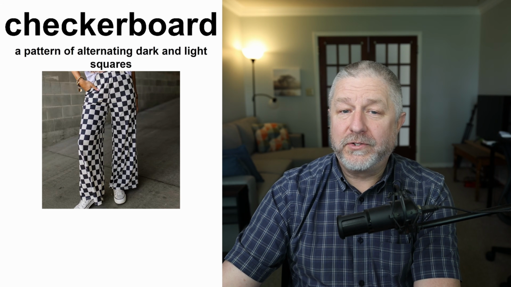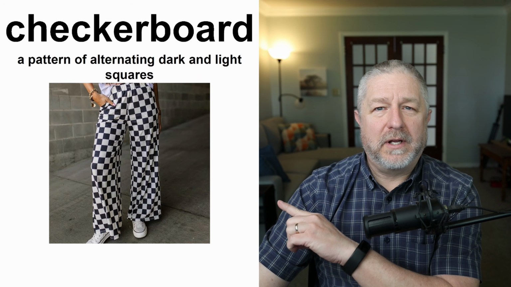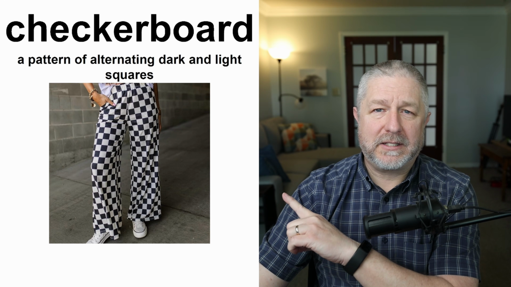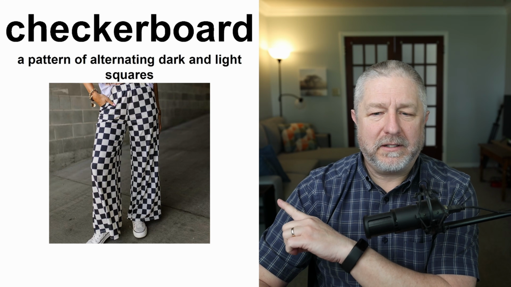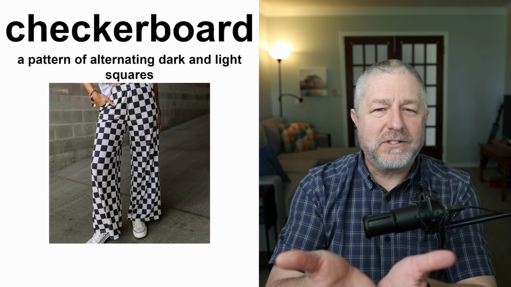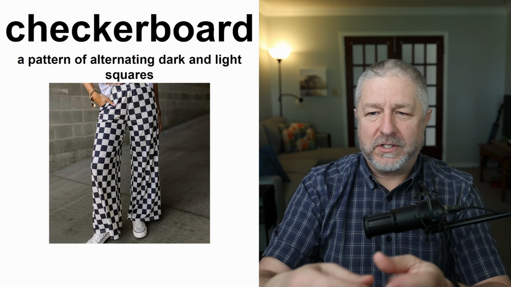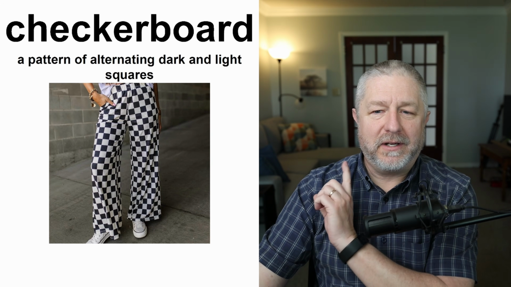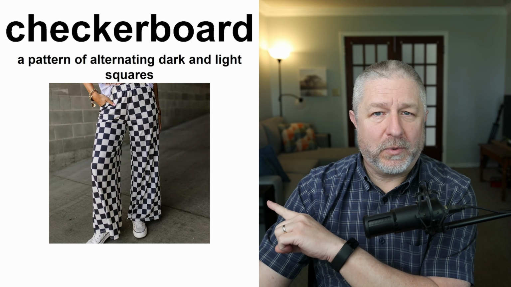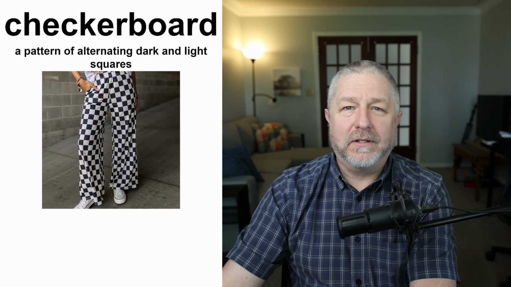Checkerboard, a pattern of alternating dark and light squares. So you can probably guess where this word comes from. If you ever play checkers, or if you play the game chess, it is played on basically a board, or, well, it could be cardboard, but it's checkerboard, where there are black and white squares, or they can be other colors as well, red and black or something like that. But if you have pants like this, we would say the pattern is a checkerboard pattern, a pattern of alternating dark and light squares.